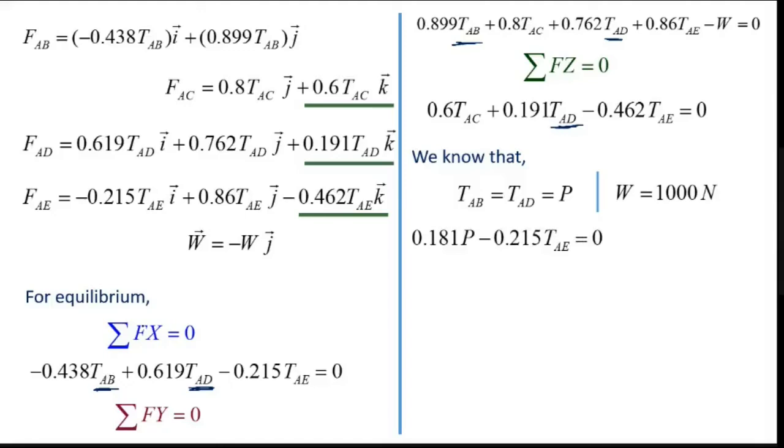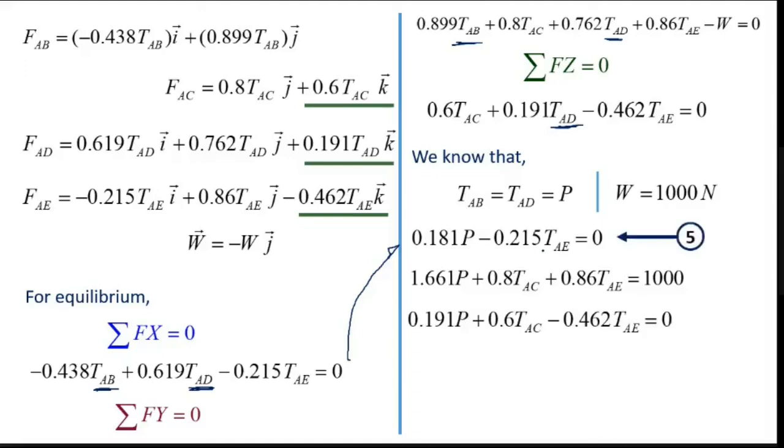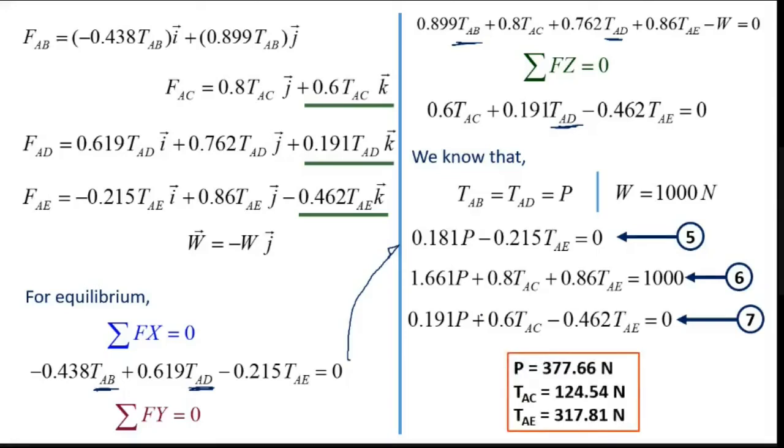So from equation 1, this one will give you this. When I consider this as P and add it, we'll get this. Similarly, this one will be this, and the last one will be like this. So these are equation numbers 5, 6, and 7. So 3 equations, 3 unknowns. You can solve this in your calculator and find the answer. You will get the value of P, the value of TAC, and the value of TAE.